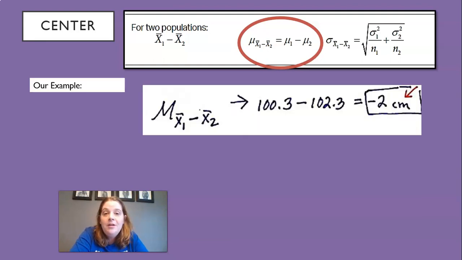So in our example, our mu1 was 100.3 and our mu2 was 102.3. We subtract, we get a mean of negative 2 centimeters. Now don't distress yourself that that's negative. It's the difference, and all this is saying is that population 2 had a larger average than population 1 did. Or in other words, on average, the boys were taller than the girls were for the population.